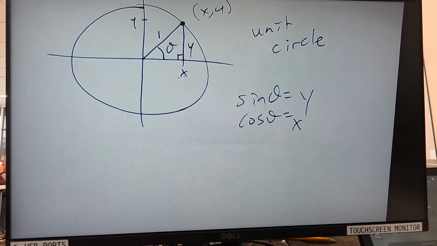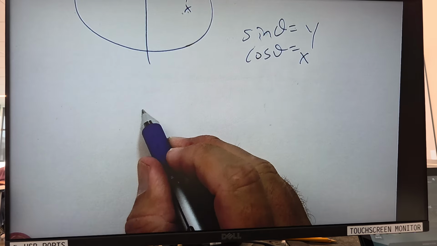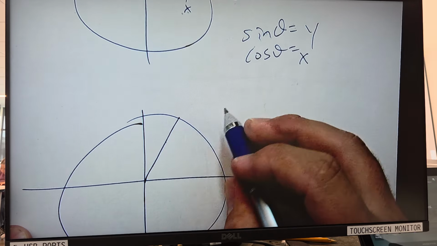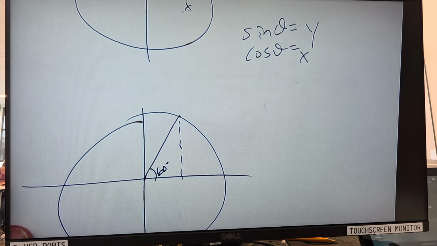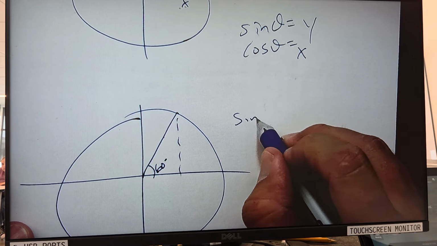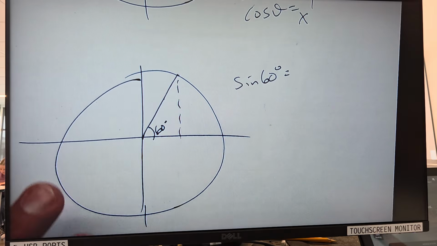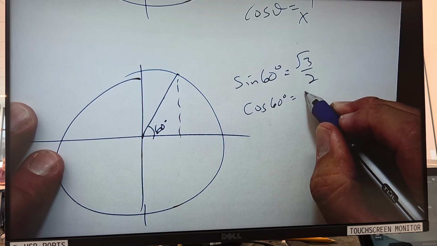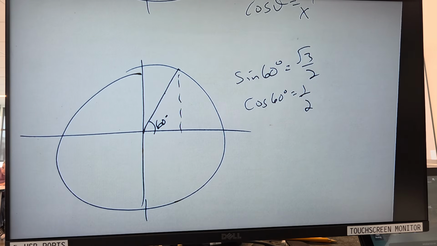So here, I want to get a little deeper in this. If I have a unit circle and I go to 60 degrees, does anyone remember what the sine of 60 degrees is? And what's the cosine of 60 degrees? 1/2. So these we're going to memorize.